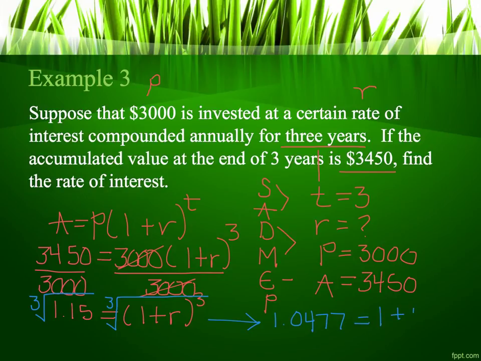That's what 1 plus R is equal to. So to get rid of the 1 plus, we have to subtract 1 from both sides. We find that R is equal to 0.0477. If I express that as a percent, the amount was invested at a rate of 4.77% annually.